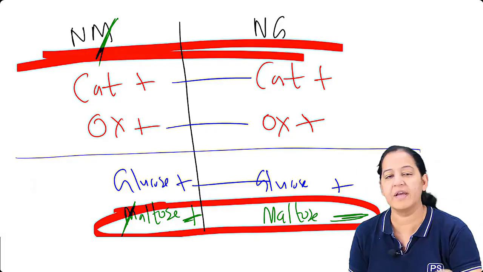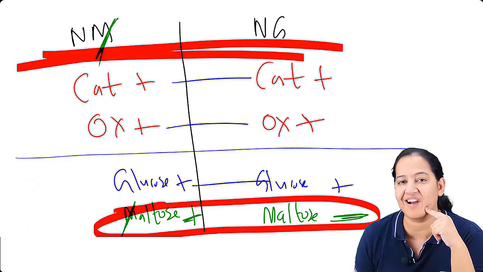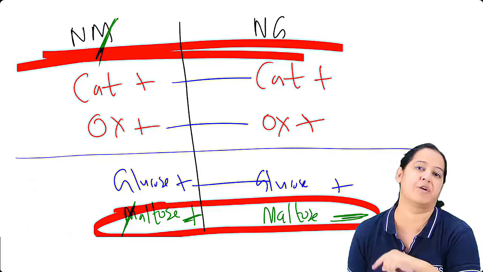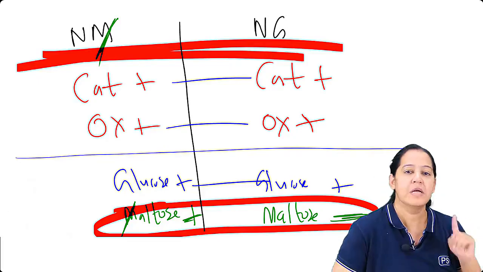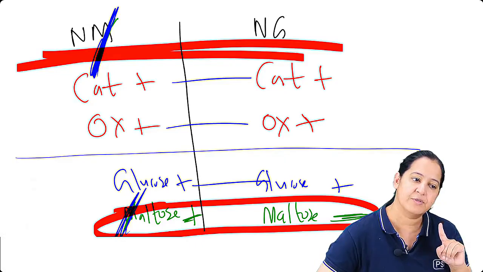You got my point? Tell me the unique sugar for pneumococcus. You will say, ma'am, inulin. Remember the I of Bank of India? Inulin is unique there. Who is unique here? Maltose. You will never forget if you learn M for M. M for M. So you will never forget.